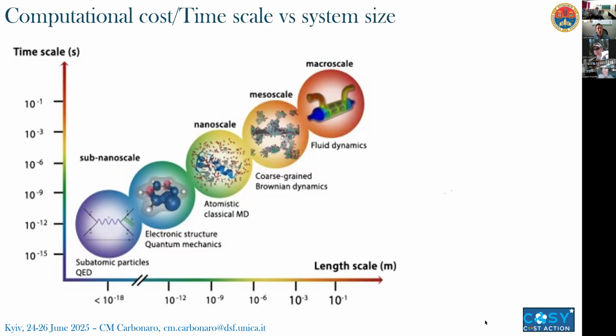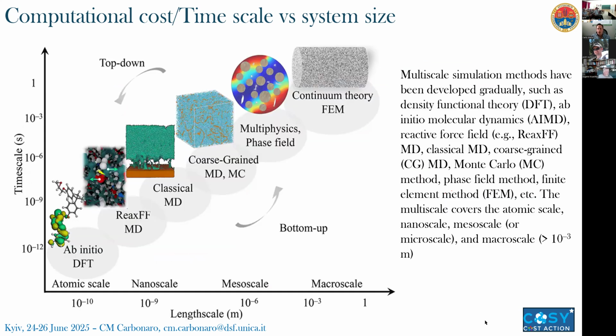Again, we are choosing between the length scale of what we are representing and the time scale of what we are representing, also in terms of computational cost. And finally, we can also use multi-scale simulations in order to combine all the information to get a more accurate description at different levels of our length scales.